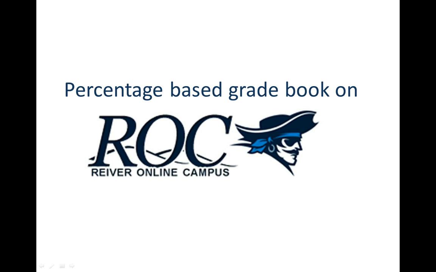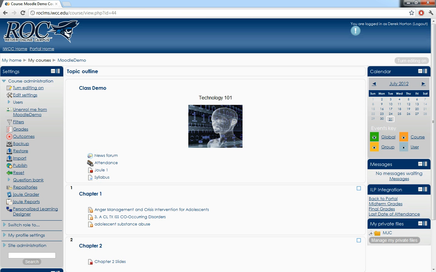In this video I'm going to go over setting up a percentage-based gradebook on Rock. The first thing that you want to do is open up your course. Then once you're in your course, on the left hand side there's an option under Course Administration called Grades. So go ahead and click on Grades.